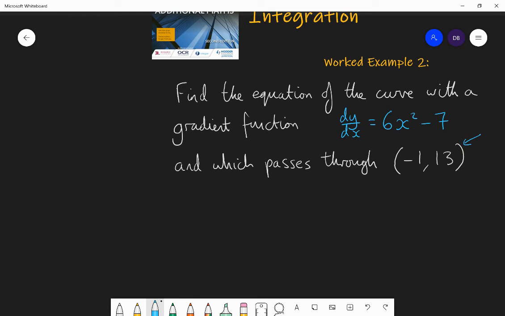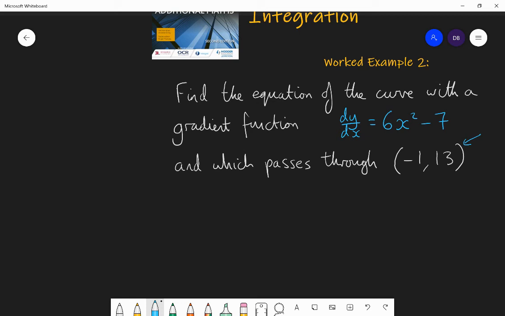So the way to answer this first is to find the general form of the curve, so y equals in terms of x and with a plus c at the end. And then use the information from the coordinate to find the value of that c. Okay, so let's do that.